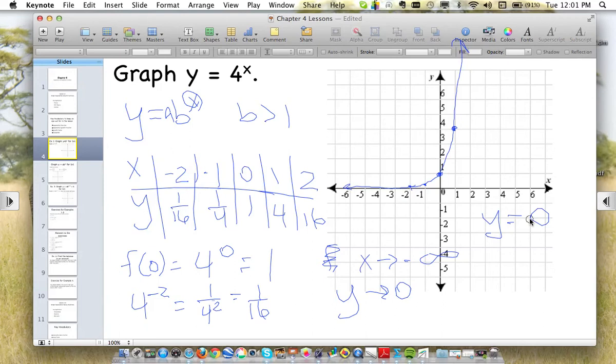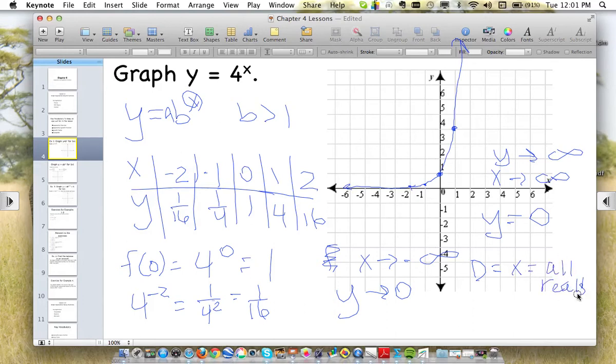Now, as x approaches positive infinity, y can be as great as it wants to be, because it's going to go as high as those values will let you. When we're talking about our domain and range, remember domain would be your x values. So here, x can equal all real numbers.